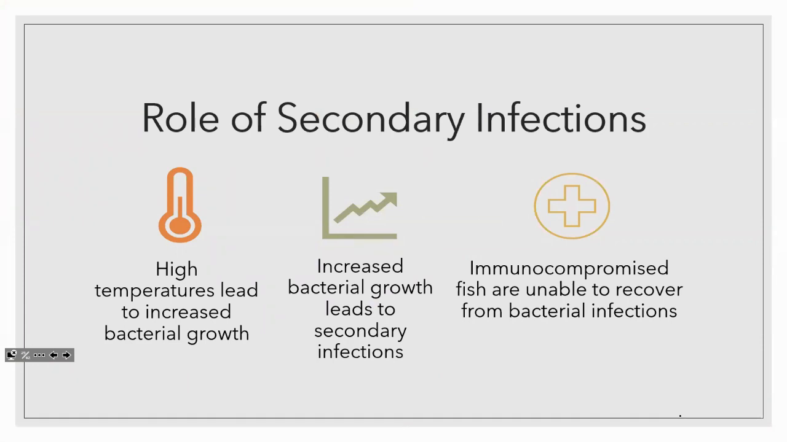Additionally, if all of that wasn't enough on our poor fish, the role of secondary infections is very important when we talk about PKD. PKD, as I mentioned a minute ago, is generally thought to be brought on by environmental conditions, specifically low flows and high temperatures. This leads to increased environmental bacterial growth within the river itself. This increased bacterial growth can lead to more secondary infections within the fish, and because, as we talked about, the massive immune response mounted by the fish in response to the parasite leaves the fish generally immunocompromised and unable to recover from these secondary infections.